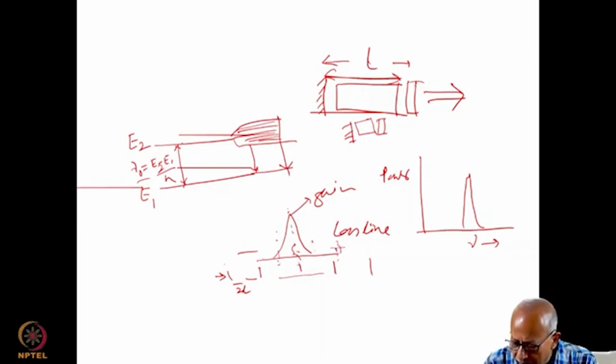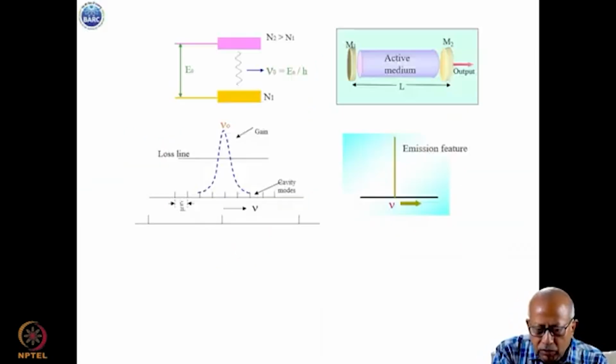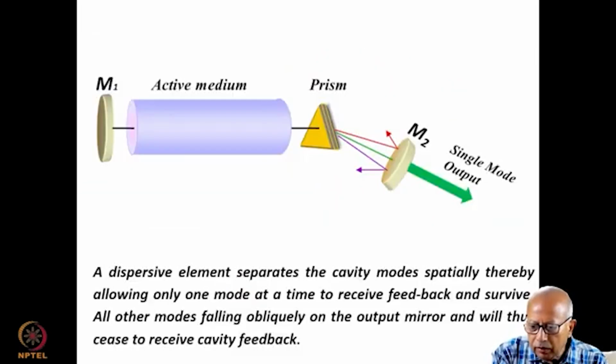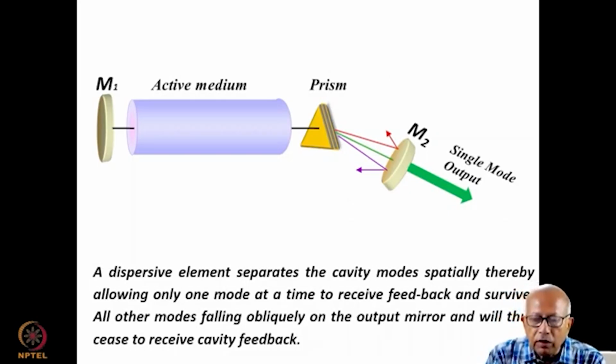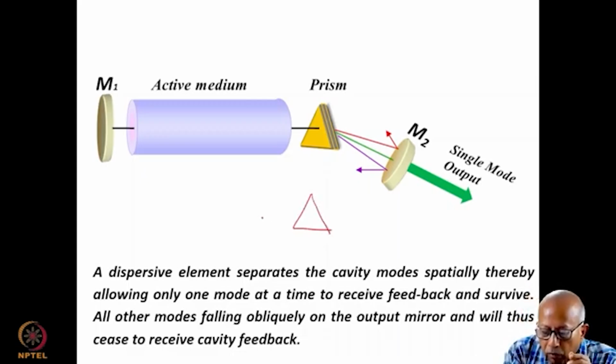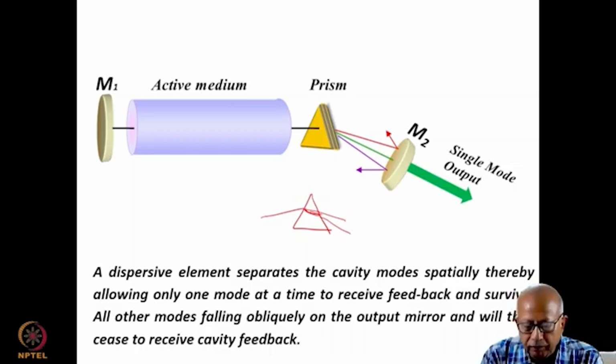The same can also be achieved simply by making use of a dispersive element, such as a prism. You can put a dispersive element inside the cavity. For example, a prism. A prism, you see, actually splits the constituent wavelengths spatially. You know that if a white light shines on a prism, then the prism actually splits the light into its constituent wavelengths spatially.